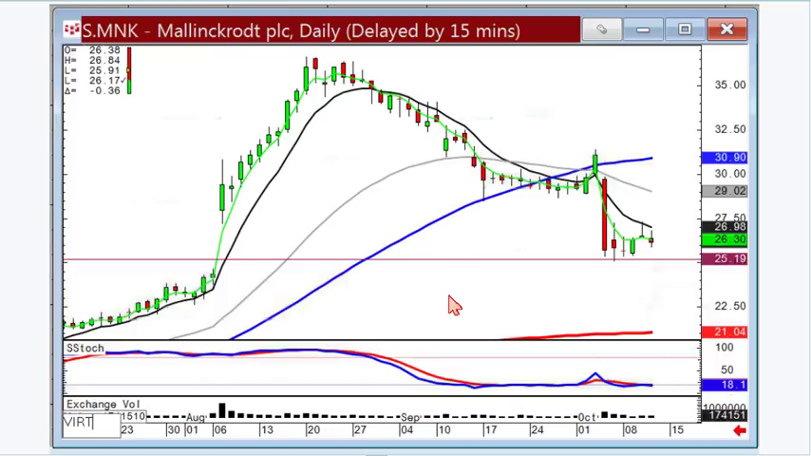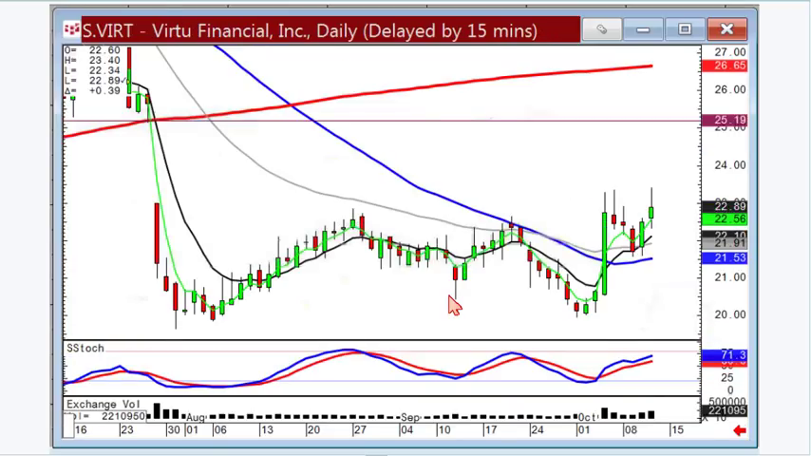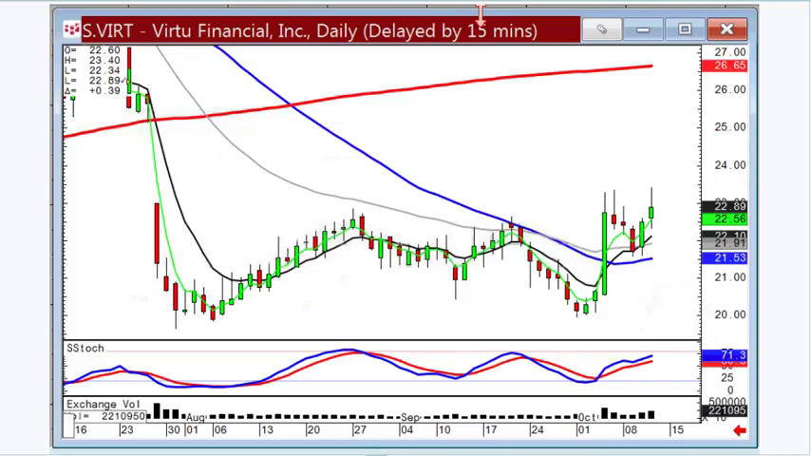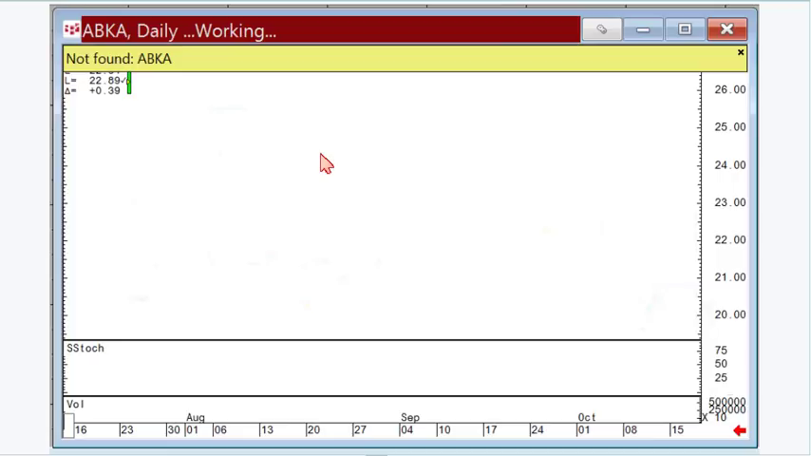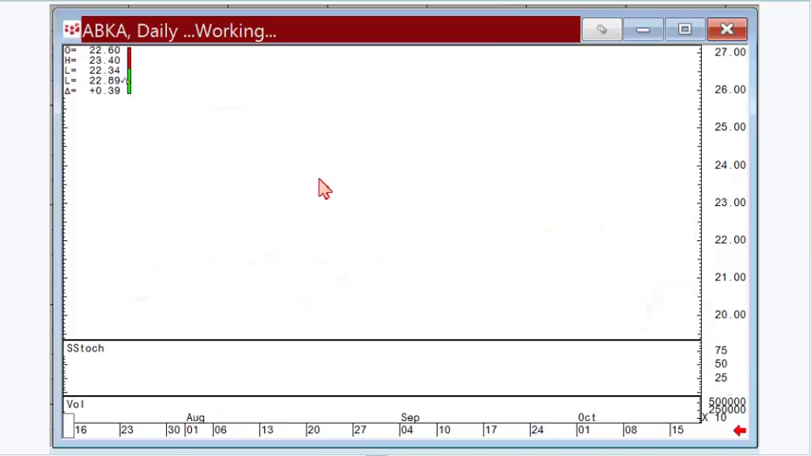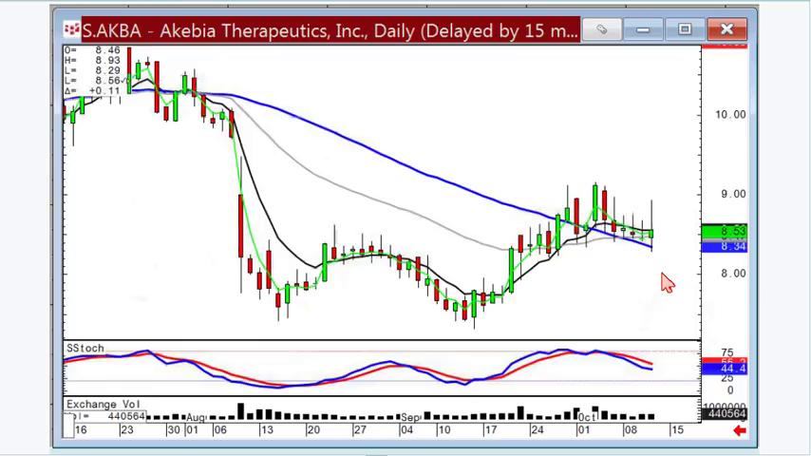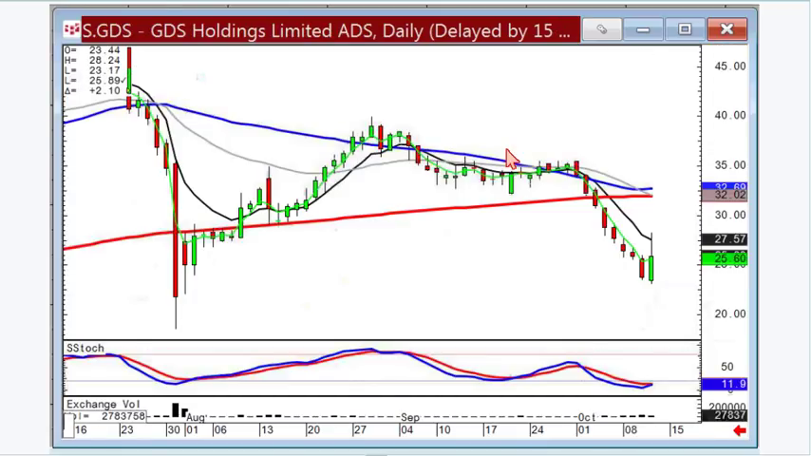Let's just take a quick look at a few. Vert, J-hook pattern. I'd get ready to buy this one on positive trading. You can see how the J-hook supported right on the T-line. What happened there? Did I do that wrong? Maybe it's AKBA. This one was acting better earlier, but you can see what's happening right here. It's holding at the T-line. That one you buy if you see the next buy signal.